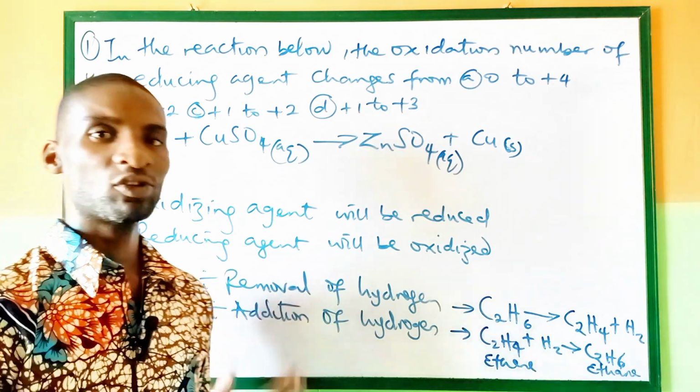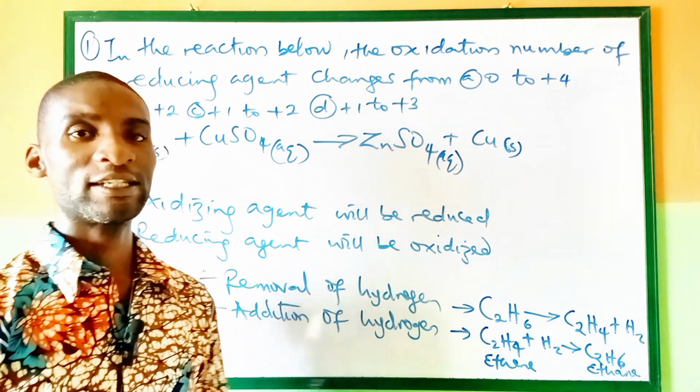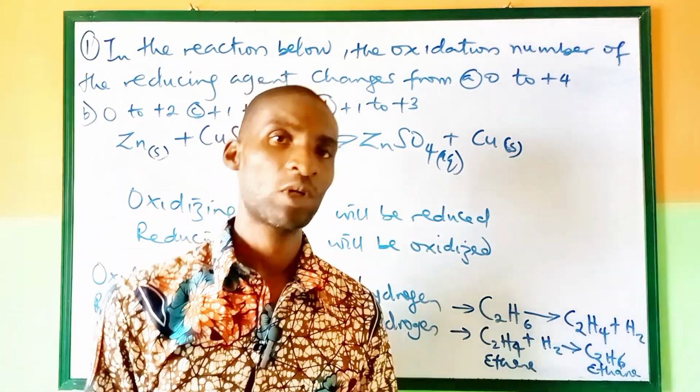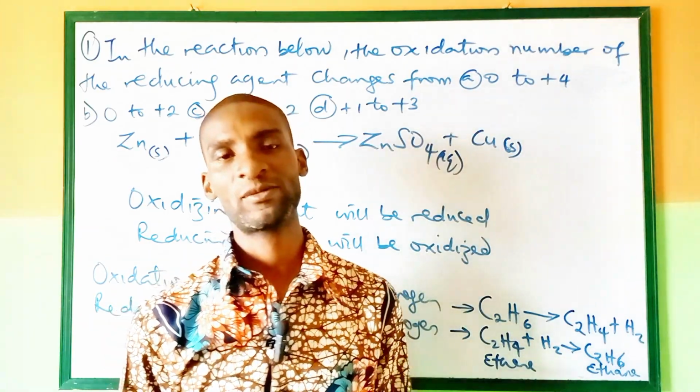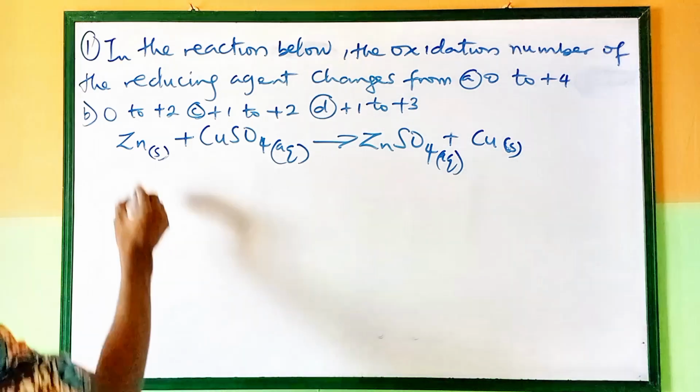Now, as we answer questions, we will discuss the other parameters for defining redox reaction. But if you have not checked my video, remember to go check the video so that you can see a comprehensive explanation on redox reaction. So to answer this question, in the reaction below, the oxidation number of the reducing agent. So what's the reducing agent?